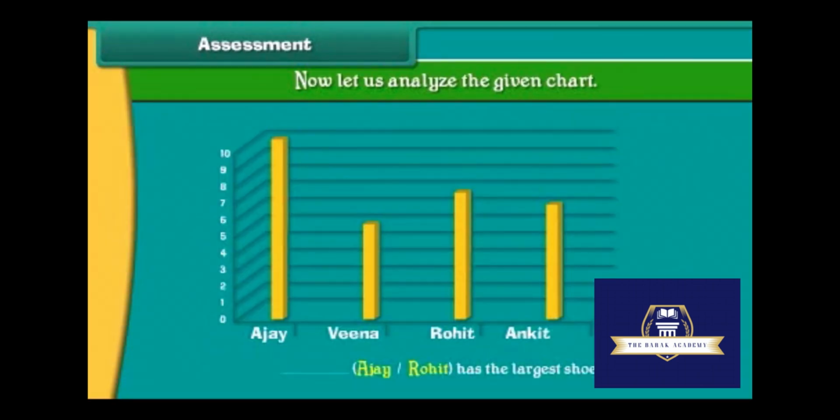Now let us analyze the given chart. In this chart, 4 students have measured their shoes on the paper. They had cut and pasted the paper strips as shown in the given chart. Now answer the following questions by clicking on the correct options.